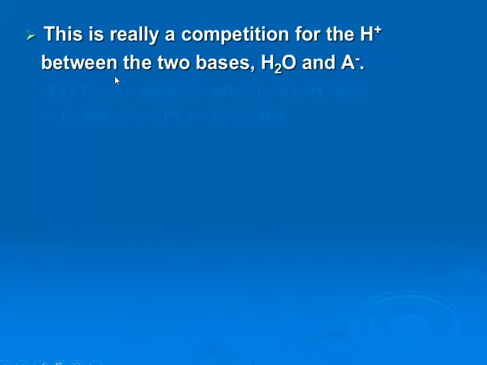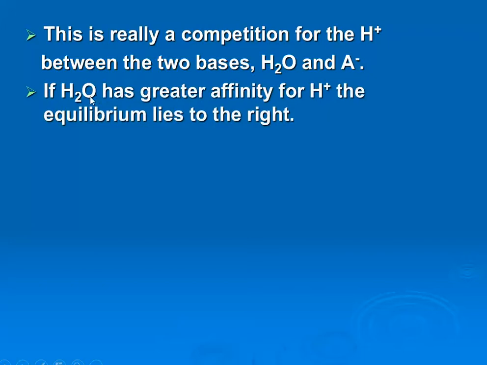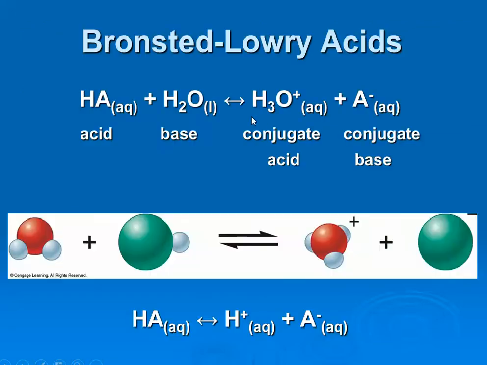So what does it say here? It says if the water has a greater affinity for the hydrogen ion, if the water would prefer to be bonded with the hydrogen ion rather than the A minus, then the equilibrium lies to the right. So let's go back and take a look. If this water has a great affinity for this hydrogen ion, then we're going to have a large amount of the hydronium ion and a large amount of this A minus. Okay, so the equilibrium position will lie to the right.